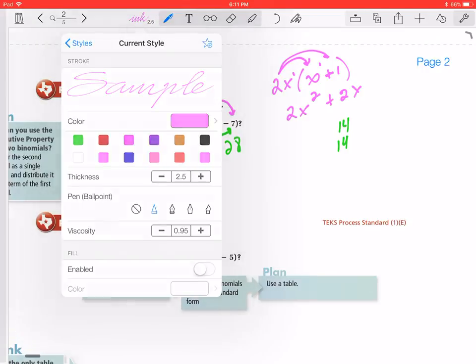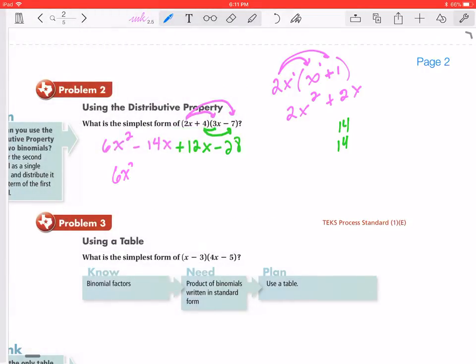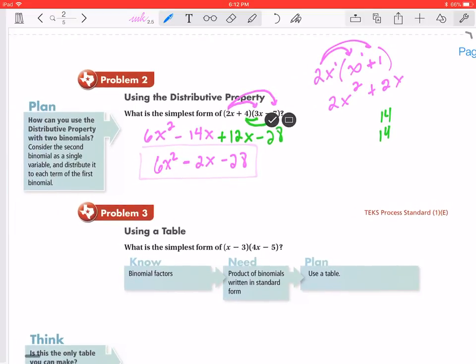All right. Now I'm just going to combine like terms. So this is going to give me 6x squared. I have minus 14x plus 12x. That's going to give me minus 2x minus 28. So I have used the distributive property and written my product of these two binomials in simplest terms.